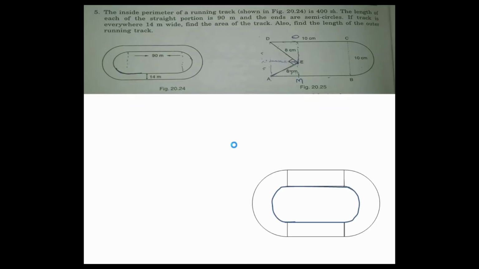So the question is, the inside perimeter of the running track is 400 meter. So this blue line, you can see this blue line, this is the inside perimeter of this running track. It's located at the inner portion of the track. Hence, this is the inside perimeter of this running track, which is 400 meter given in the question. The length of each of the straight portion is 90 meter. That means these are the straight portions of this track and these straight portions measure 90 meter.